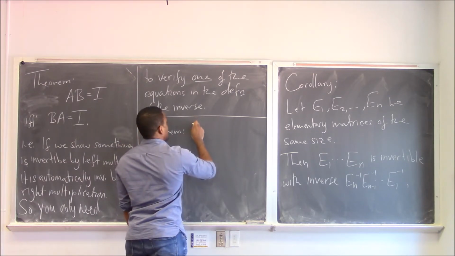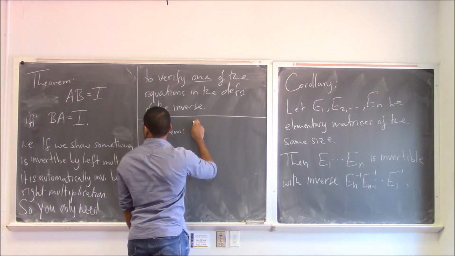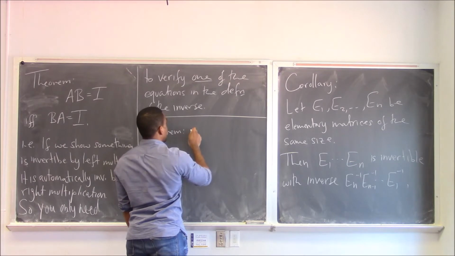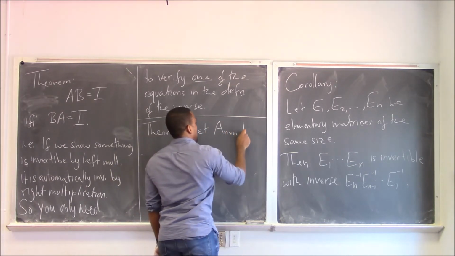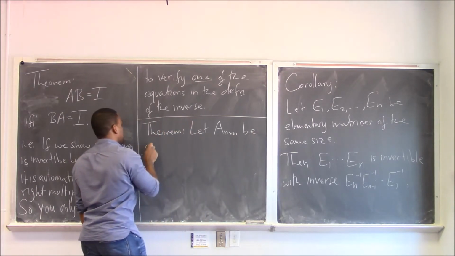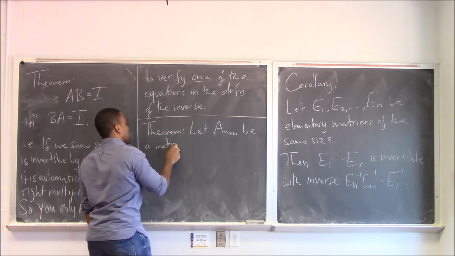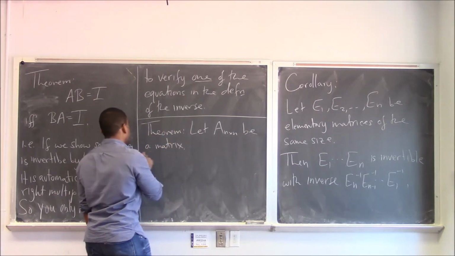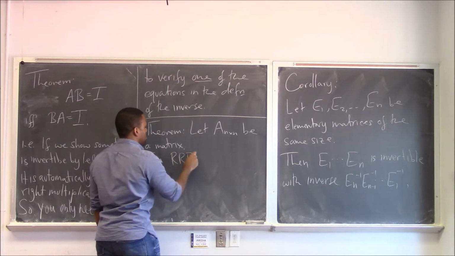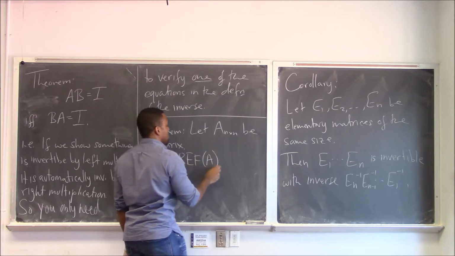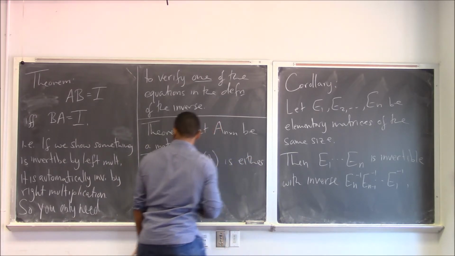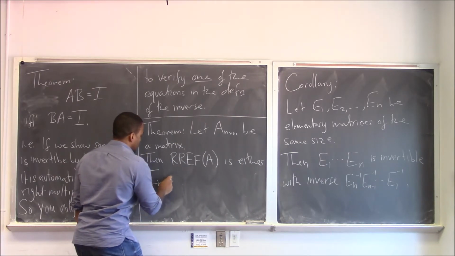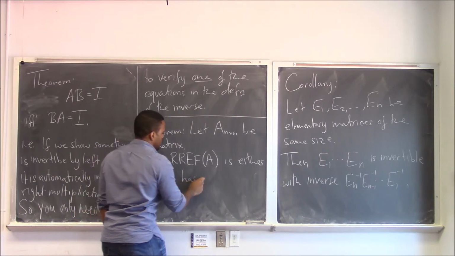So the other thing I wanted to show is: let A be an N by N matrix. Then the reduced row echelon form of A is either I_N or has a row of zeros.